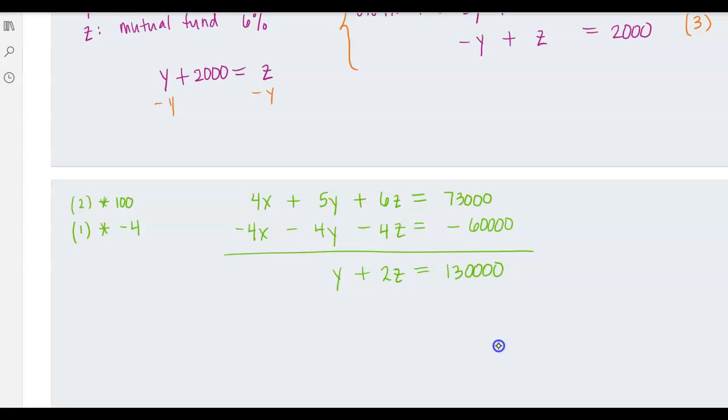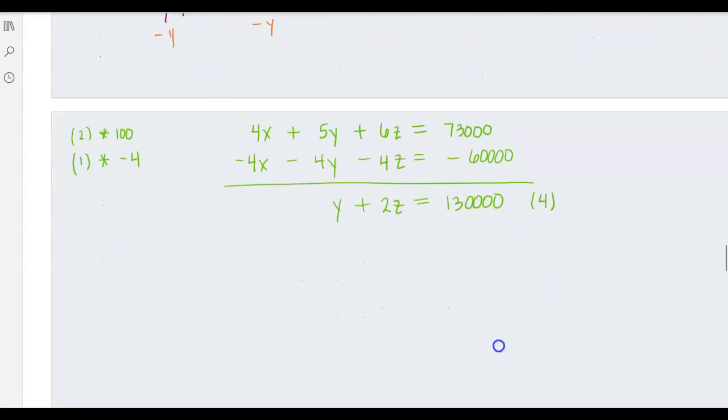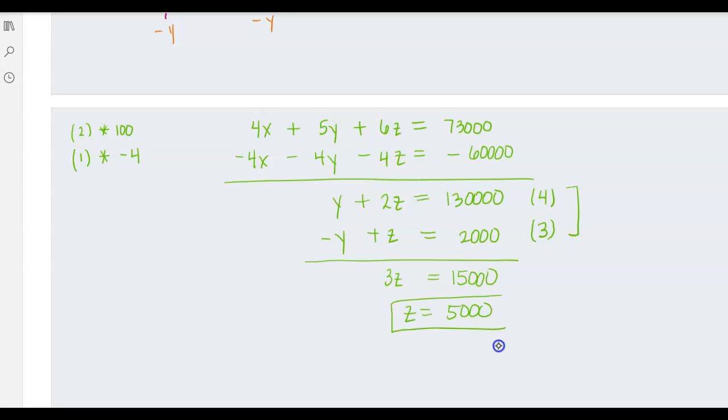And now let's call this equation 4. And we want to combine it with equation 3, which was negative y plus z equals 2,000. All right, we're going to combine these two together. So I've got 3z equals 15,000. So z is $5,000. Okay, that's good.